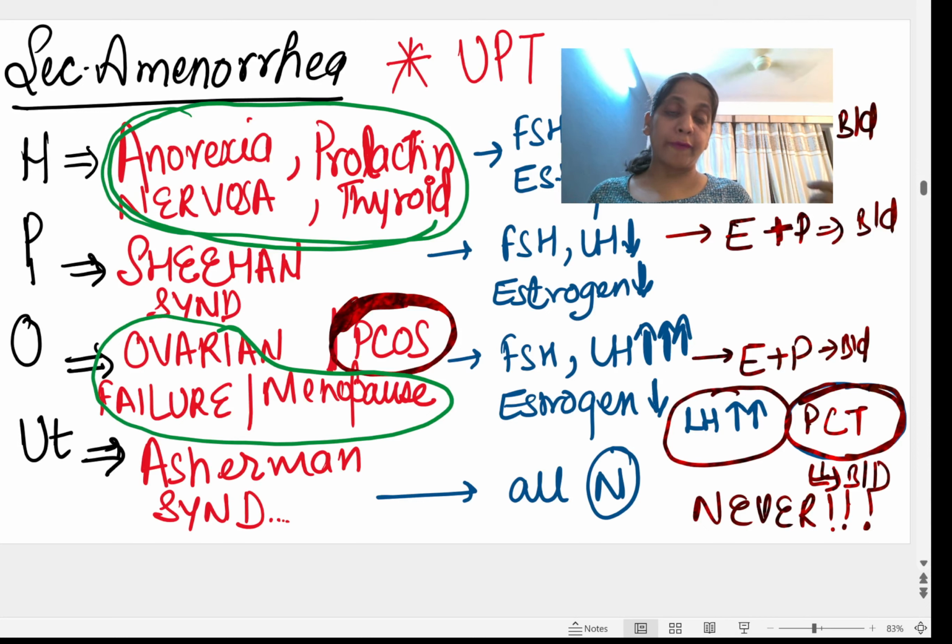The fifth method is ulipristal tablet. Its dose is 30 mg, and it is basically a SPRM, selective progesterone receptor modulator. The sixth method is copper T. This ulipristal and copper T can be given up till 5 days of unprotected intercourse. So they can prevent implantation up till 5 days.